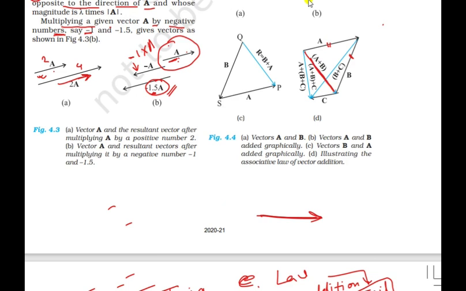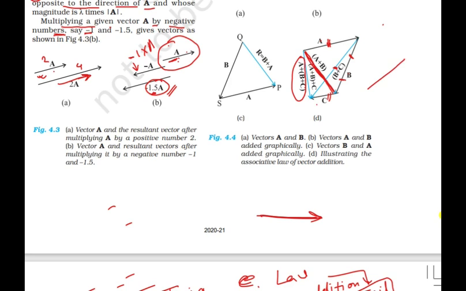Okay, and then what we have done: the resultant vector of B and C. This is the resultant vector of B and C. After that, what we did is that we just connect the resultant vector between A and B plus C, and also A, B and C.